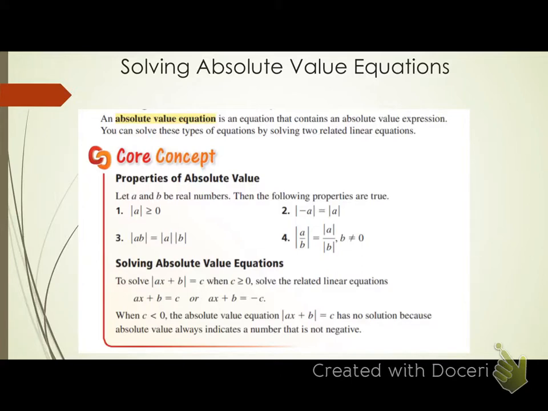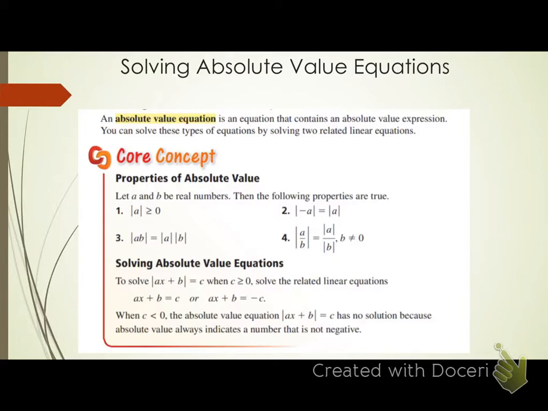Same thing with division. Absolute value of A divided by B is the same thing as the absolute value of A over the absolute value of B. In this case, we have to say that B does not equal 0 because I can't have 0 in the denominator of a fraction. Are there any questions about any of those properties? Okay. This bottom part down here is mainly what we're talking about today.